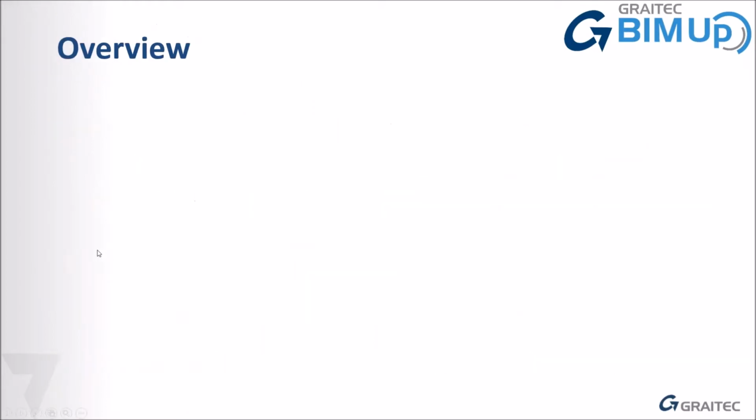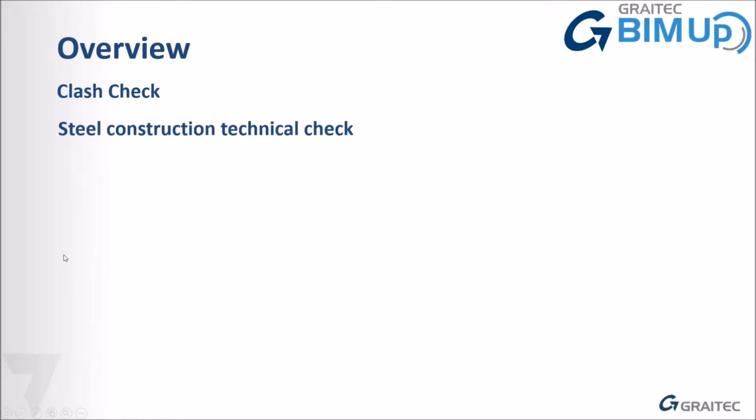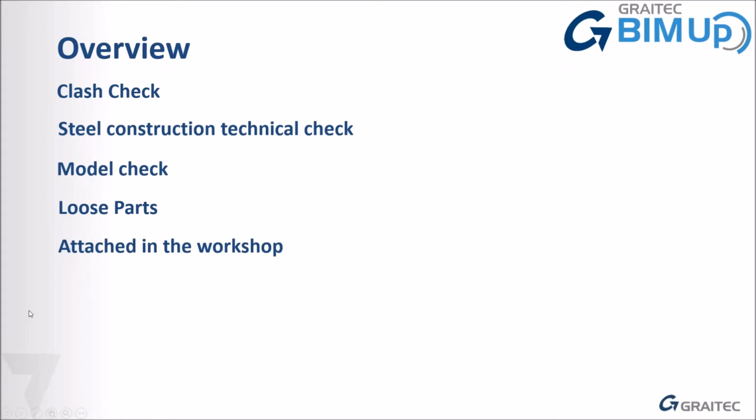Okay, so today we are going to look at checking your advanced steel model. We're going to look at clash checking, steel construction technical checking, model checks, and checking for loose parts. Then we're going to use the tools to check what's attached in the workshop, and finally we're going to look at something that sometimes causes quite a lot of people a problem, which is finding rogue welds, where you've got 2 assemblies welded together and you can't quite figure out why that's happening.